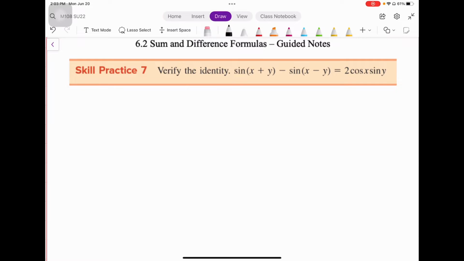Let's verify the identity of sine(x + y) minus sine(x - y) equals 2 cosine x sine y. We're going to be using the sine sum and difference formulas, which I will write for you now.